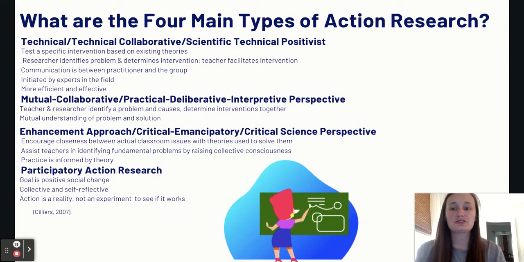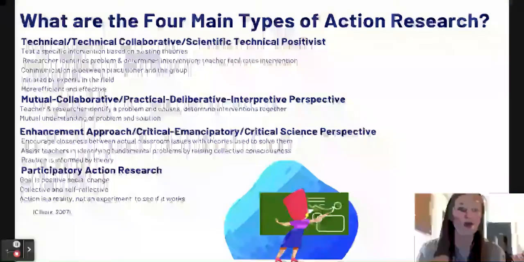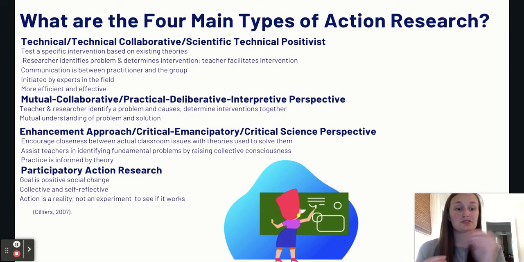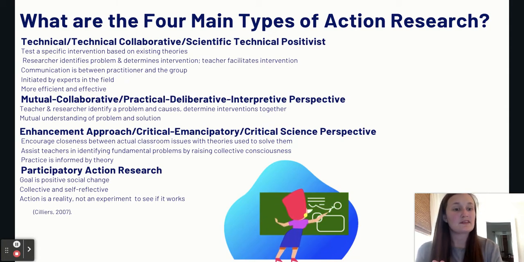Next is the enhancement approach action research method. That is to encourage closeness between actual classroom issues and the theories used to solve them, and it assists teachers in identifying fundamental problems by raising collective consciousness. That is with a group of teachers. So if you are having some behavioral management issues, you would look into some theories that are designed to help you solve those issues. And your practice is informed by theory. It's not your gut. You are going with an established education theory to help you solve these issues that you're having in your classroom.